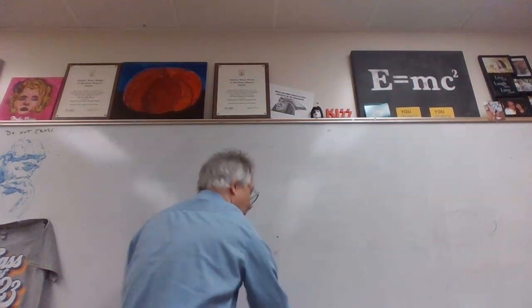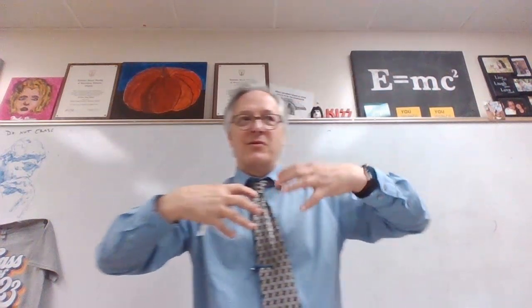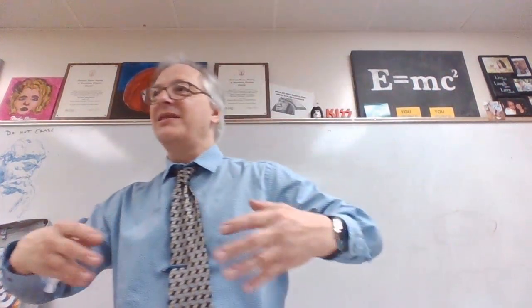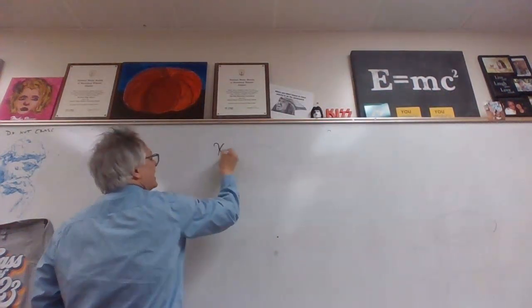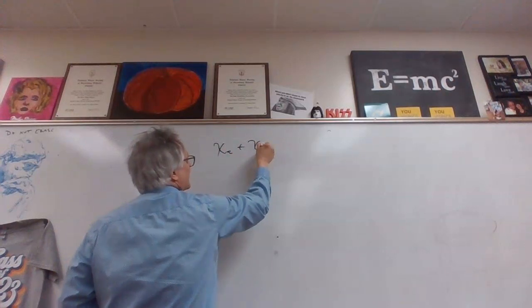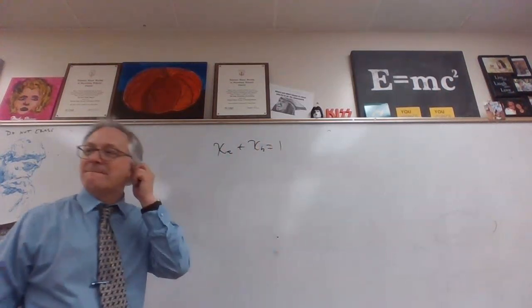Okay, so remember, if I have two things, what do their mole fractions have to add to? If I have a third of a pizza and Mackenzie has 2/3 of a pizza, they add to 1. So chi A plus chi B has to equal 1, right?